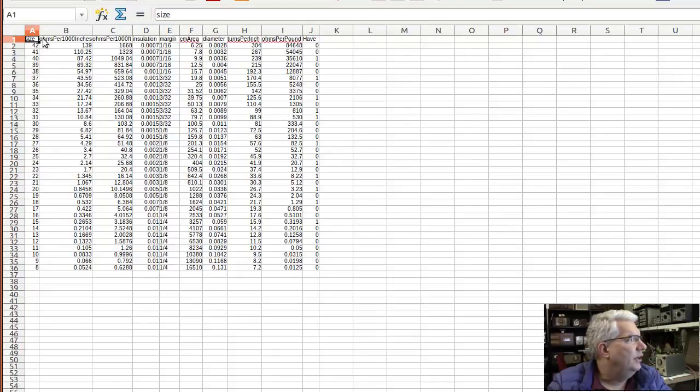And so the CSV file has got this table. I probably got it from the Wolpert book, and I typed it all in here. And there's a column over here at the end called "have." These are the gauges that I actually have. Okay, we'll talk about why we want to use that in a minute.